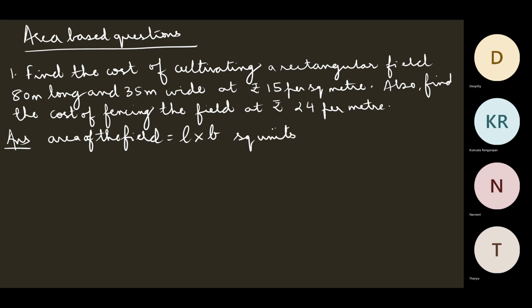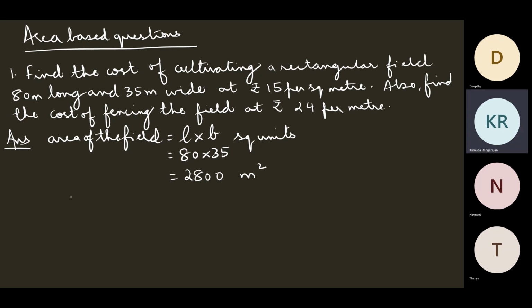Substitute. 80 into 35, ma'am. Yeah, I'll write the product. 8 into 35, 7 fours are 28, 2,800. Okay, then what is the unit? Ma'am, meter square, ma'am. Very good. Meter square, because 80 meters, 35 meters. So the area will be expressed in meter square. Very good. Okay. Next, thank you, Tanya.